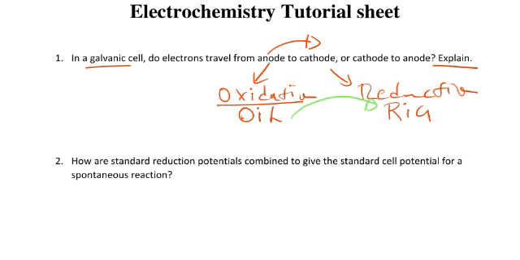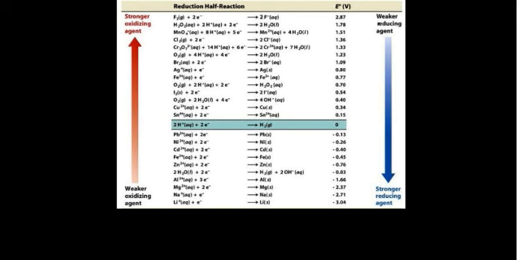Question 2 says, how are standard reduction potentials combined to give the standard cell potential for a spontaneous reaction? So in a galvanic cell, you have two half cells, okay? One is oxidation, the other one is reduction. Now, they are all originally written in the form of reduction potentials. So I actually have a list of them. If you look at these, you can see that electrons are appearing on the reactant side in all these equations, which indicates all these are reduction half reactions.